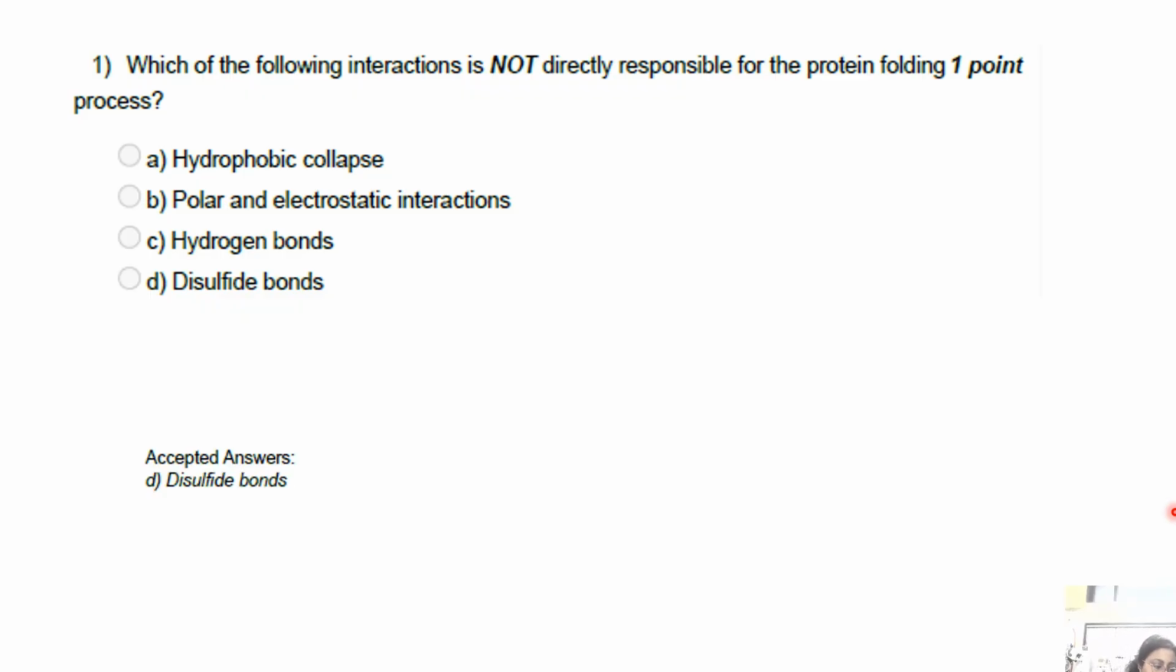Okay, so the answer will be disulfide bonds. Now we'll discuss. Disulfide bonds are definitely very important for protein folding, but they mainly stabilize a protein's final folded structure state. They are not the primary driving force that makes a polypeptide fold in the first place. The main drivers of folding are the hydrophobic effect, the hydrogen bonding, and to a lesser extent electrostatic or polar interactions.